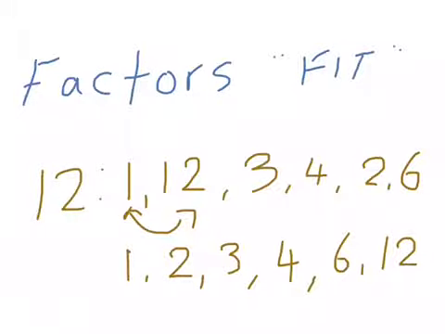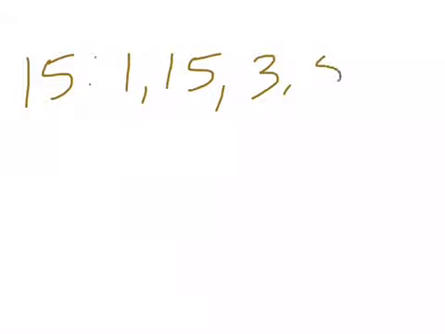So if we're looking at another number, so we can compare with highest common factor, if we're looking at the number 15, we've got 1 times 15, and we have 3 times 5. So putting them in ascending order, we've got 1, 3, 5 and 15.